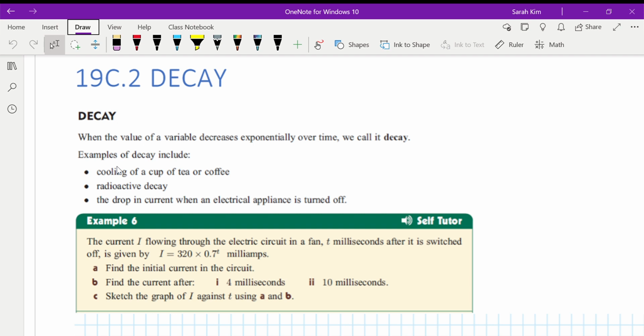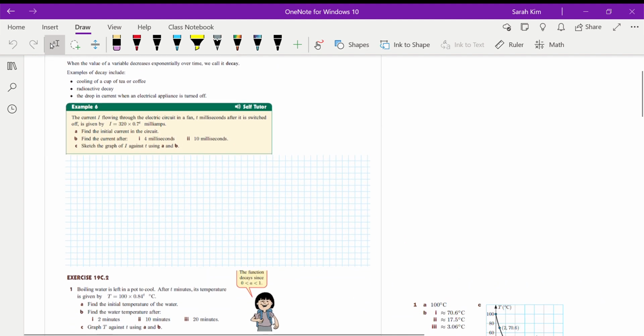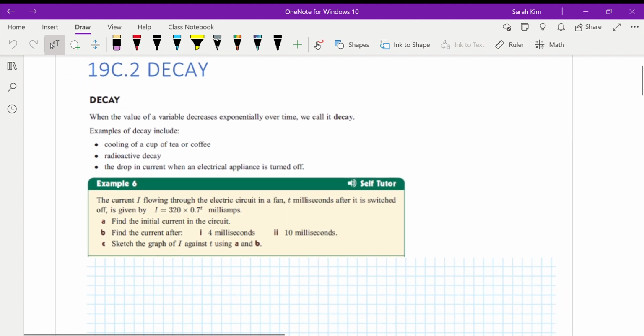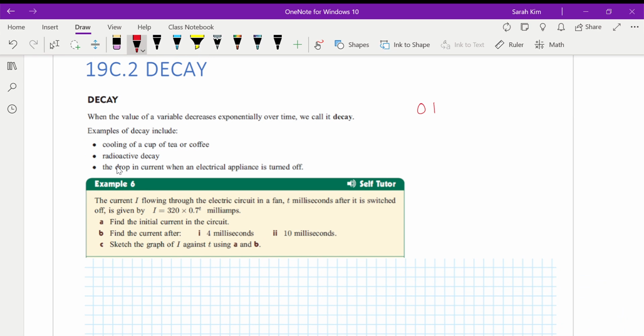Alright, now we're starting decay. Remember with decay that our A value has to be between 0 and 1. So that's what a decay graph looks like. So in this case, let's have a look at our A value. You can see that it's 0.7.